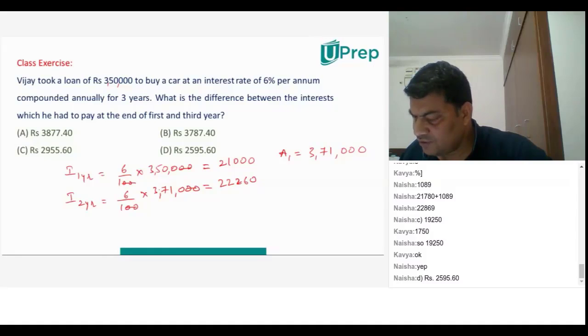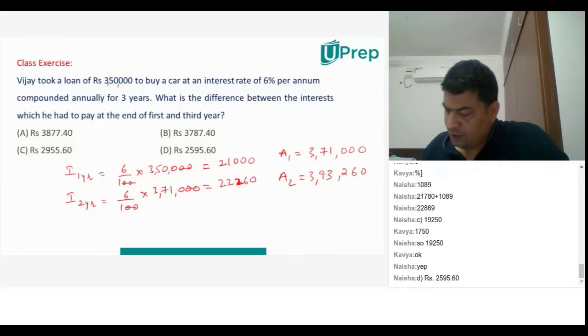6 ones are 6, 6 sevens are 42, 2 and 4 carry, 6 threes are 18, 22. Correct, 22,260. Wonderful. So amount at the end of 2 years is nothing but you just added this up. So it gave you 3,93,260. Wonderful.